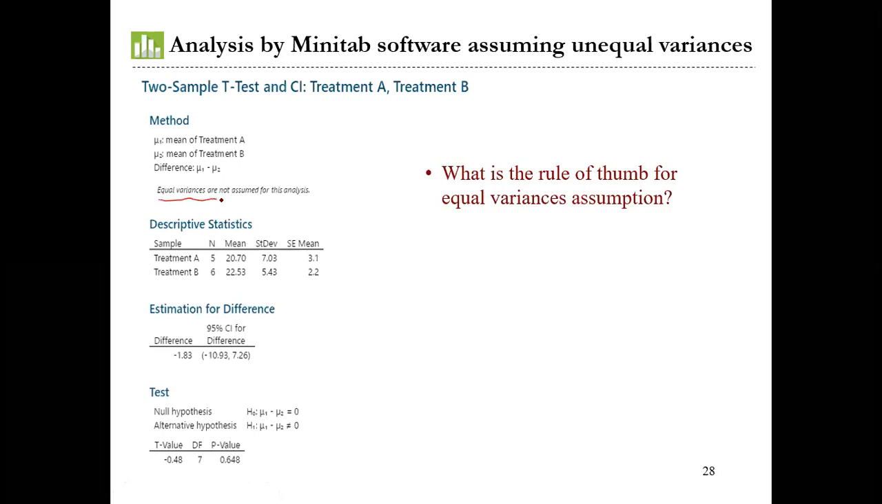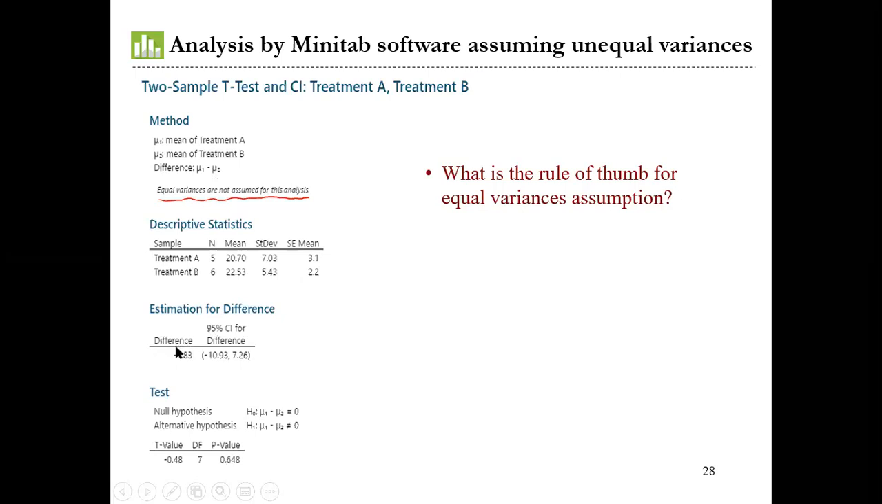See, I asked Minitab to assume unequal variances in this case. And it gave me information: the mean of treatment A is mu1, the mean of treatment B is mu2, and we are interested in the difference between mu1 and mu2. Assuming unequal variances, these are the mean for the first group and second group, standard deviation, standard error of the mean, n1, n2, and the confidence interval. The lower limit is negative 10.93, the upper limit is 7.26.